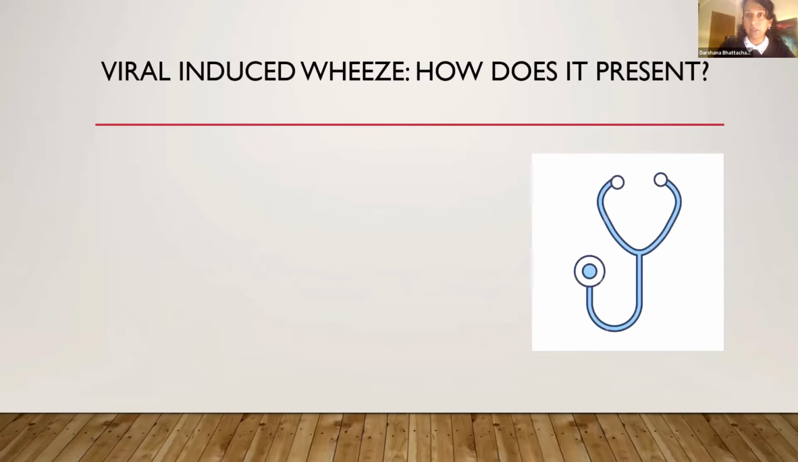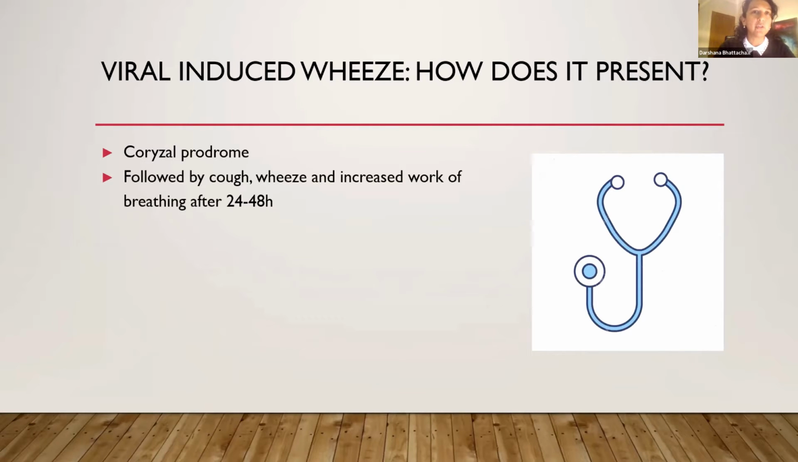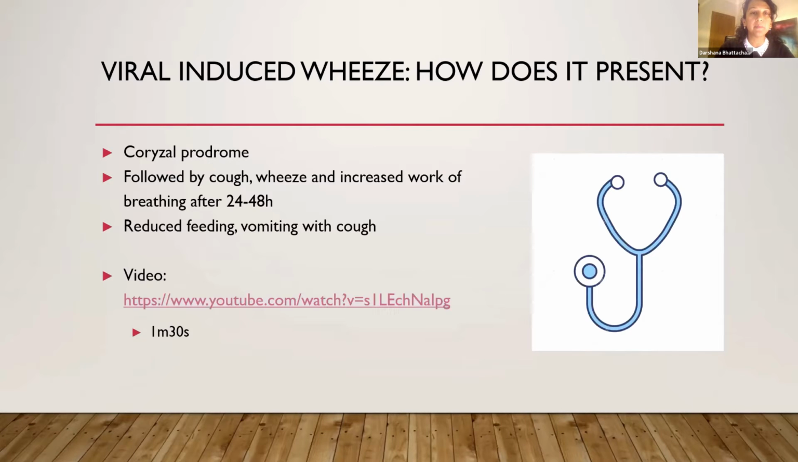Viral-induced wheeze tends to occur in preschool-age children between the ages of 1 and 5. Typically, it starts with cold-like symptoms, runny nose, runny eyes, and then is usually followed, and it can be quite quick, sometimes in a matter of hours, by cough, wheeziness, and an increased work of breathing, where children breathe faster, they labor more, and they have the signs that you've seen earlier on. Younger children may not want to feed, and they may vomit when they cough. That's very, very common with young children.